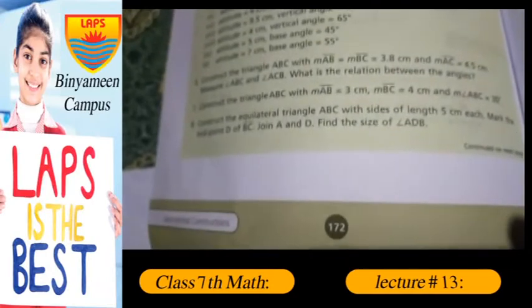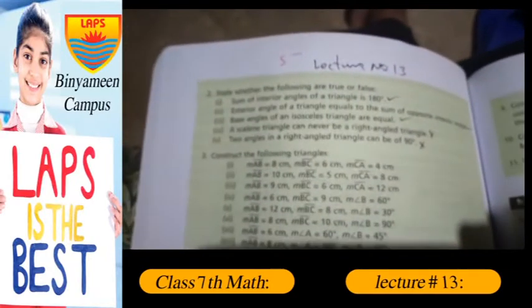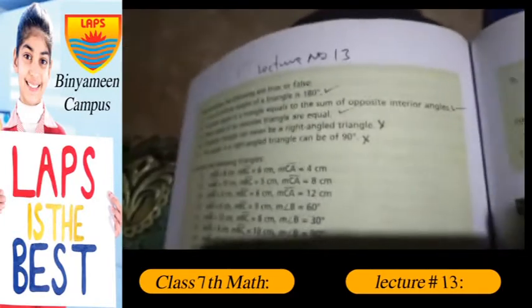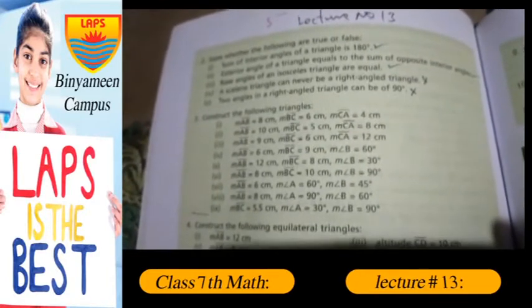Question number 2 on page number 172. State whether the following are true or false. First true, second true, third true, fourth false, fifth false.